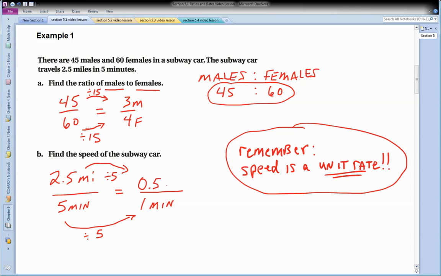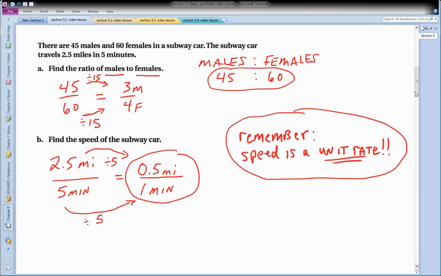In my numerator, 0.5 miles in 1 minute. And that's okay. You can have a decimal in the numerator. We're going to learn a definition in a few minutes that lets us have fractions or decimals in the numerator or denominator. Okay, so this is our speed. We're traveling basically half of a mile in 1 minute.